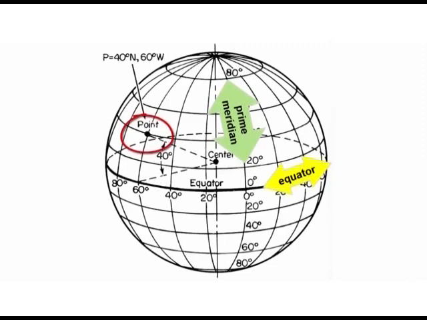The coordinates of latitudes are the angular deviations north or south of the equator, with the angle measured from the center of the globe. The coordinates of the longitudes are the angular deviations east or west of the prime meridian, and so the equator and the prime meridian are 0 degrees.